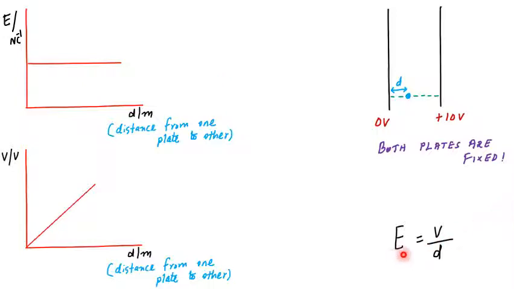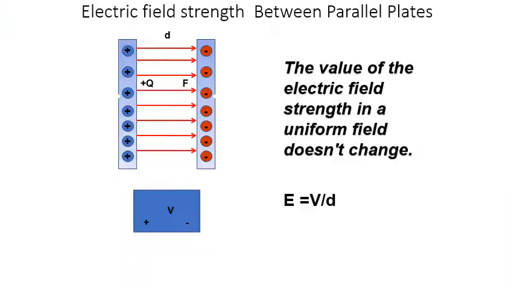We know that electric field strength E is equal to V over d. So if you plot a potential difference against distance graph, the gradient of the graph should give us electric field strength. Since field strength is a constant, your graph should be a straight line passing through the origin. Remember, the value of the electric field strength in a uniform electric field does not change.